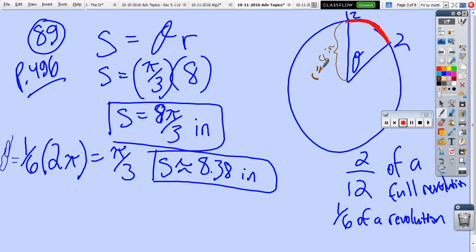How do you find what? What you just said. The pi over 3 radians? Yeah. Okay, so let's go over this again. Right here it says 1/6 times 2 pi. And then what did you do? Oh, just multiplication. 1/6 times 2 is 1/3. Oh. See, I was confused because I didn't get the steps.